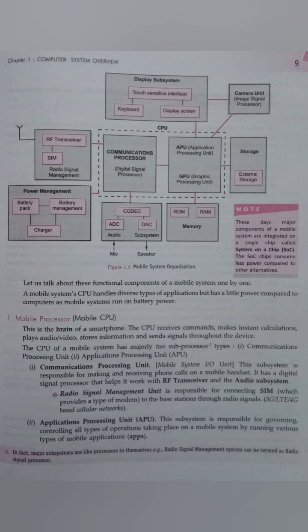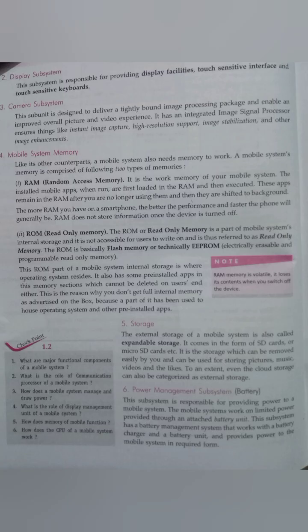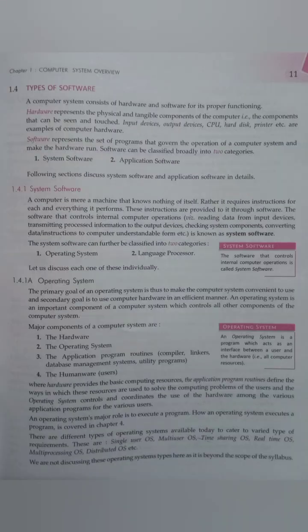Then हमें मोबाइल सिस्टम ऑर्गेनाइजेशन के बारे में बताया गया है. It consists of mobile processor, also called as the mobile CPU, and then the display subsystem, camera subsystem, mobile system memory. It also contains RAM and ROM, same as the computer system, and then the external storage devices and power management system, which is battery.